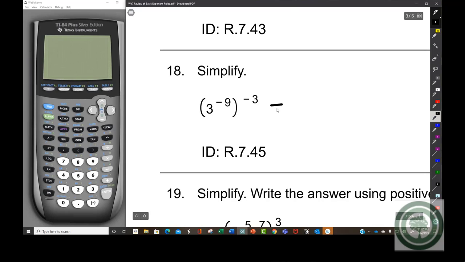Now here, you have a base raised to a power again. We're going to do the same old thing. Negative 9 times negative 3. Negative times negative is positive, so this will be 3 to the 27th power.